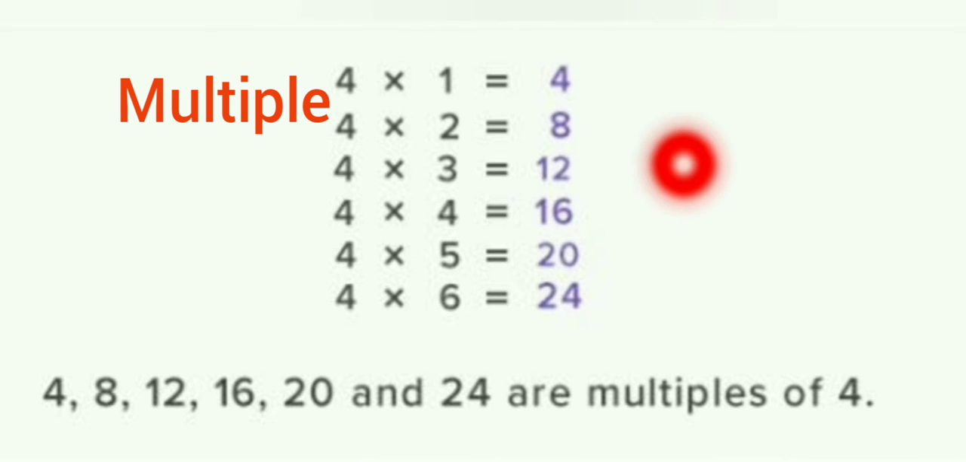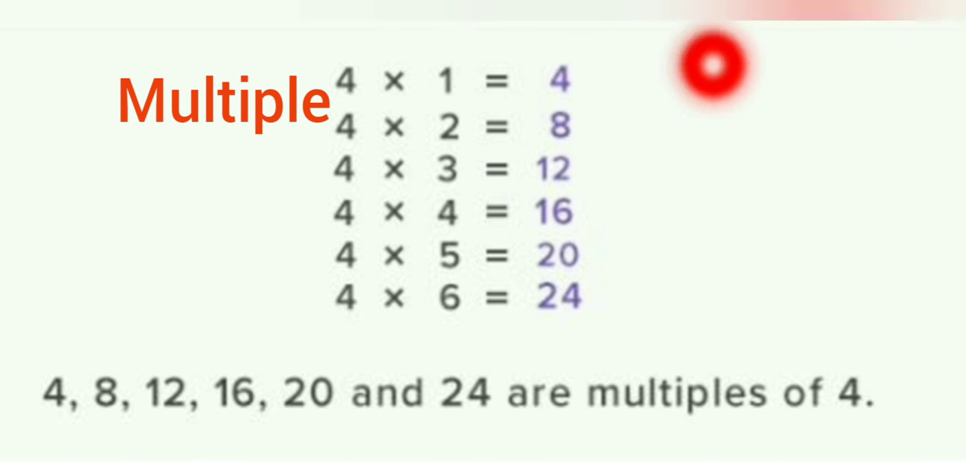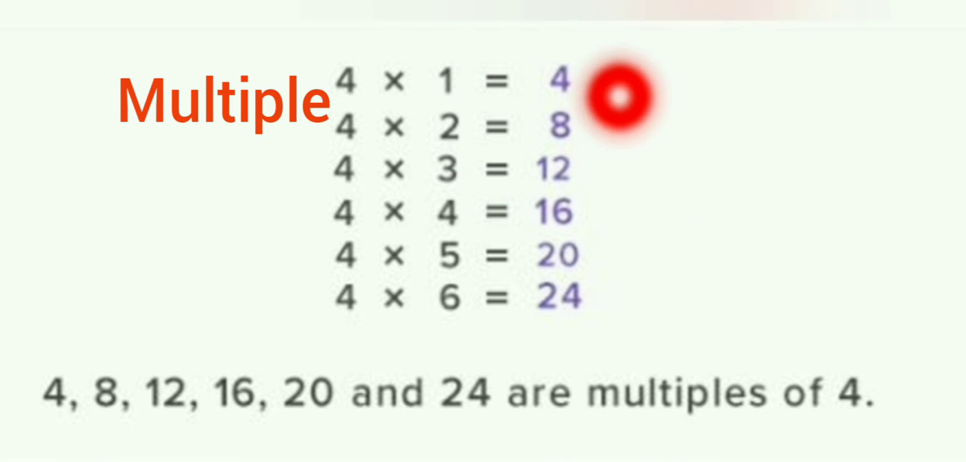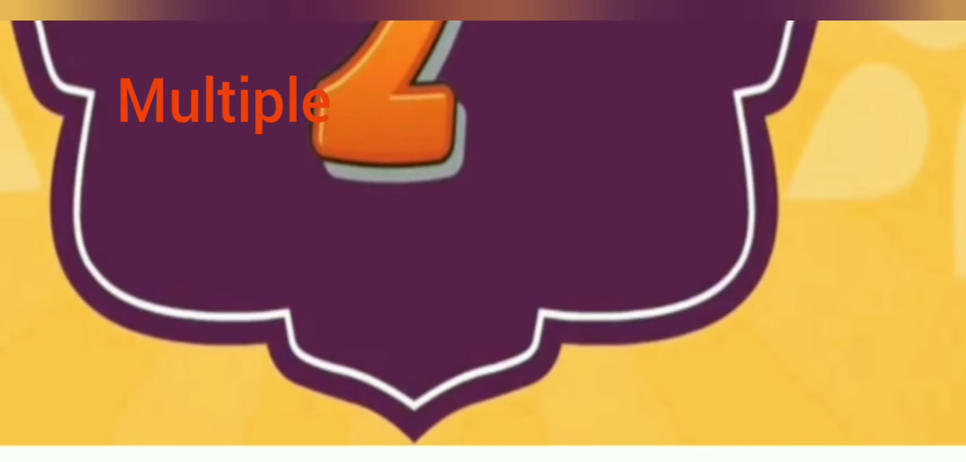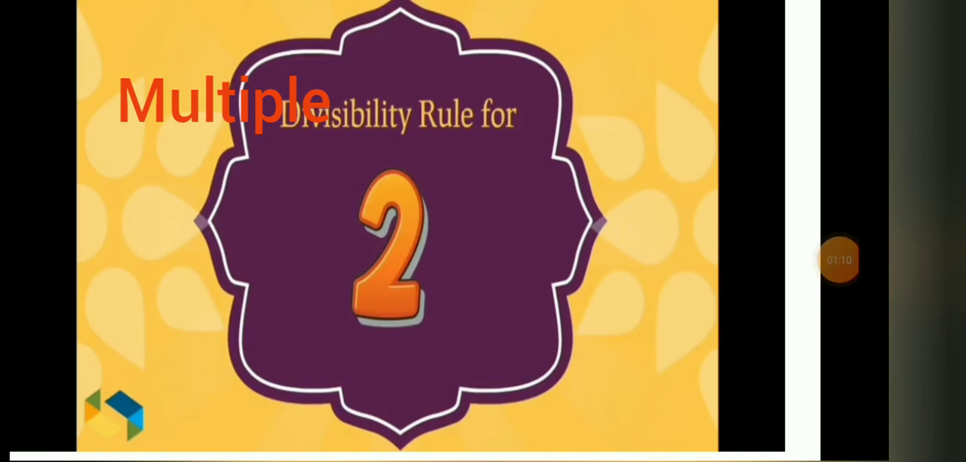Multiples of 4. See the first multiple, it is 4, the second multiple is 8, the third multiple is 12. If you multiply a given number with the counting numbers, which are the natural numbers, we will get the multiples, and the multiples are uncountable. That's why it is called manifold. Now in this chapter we are going to see in detail about the divisibility rules.